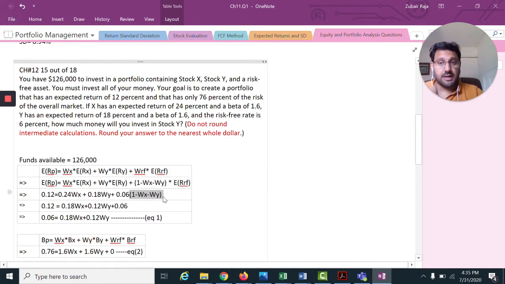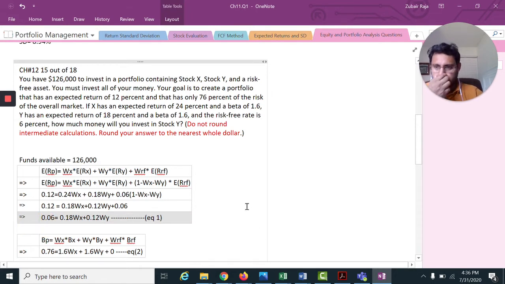Now if you expand this equation and solve it, you will get 0.12 is equal to 0.18 WX plus 0.12 WY plus 0.06. And if you further solve it, you will end up with 0.06 is equal to 0.18 WX plus 0.12 WY. So we can rename it as equation 1. So this is our equation 1, simplified over here.